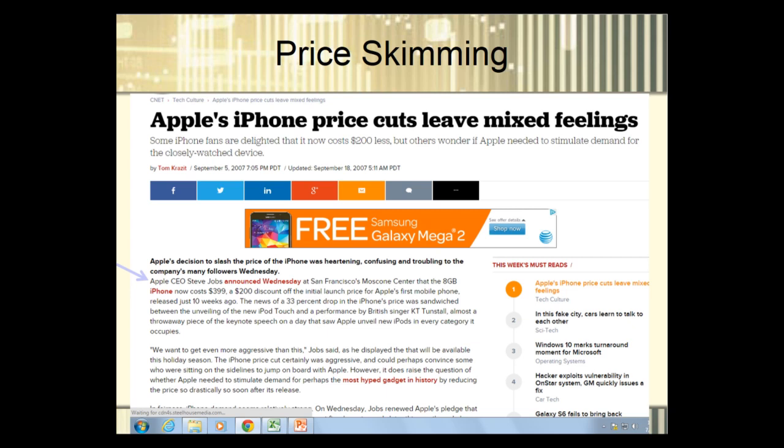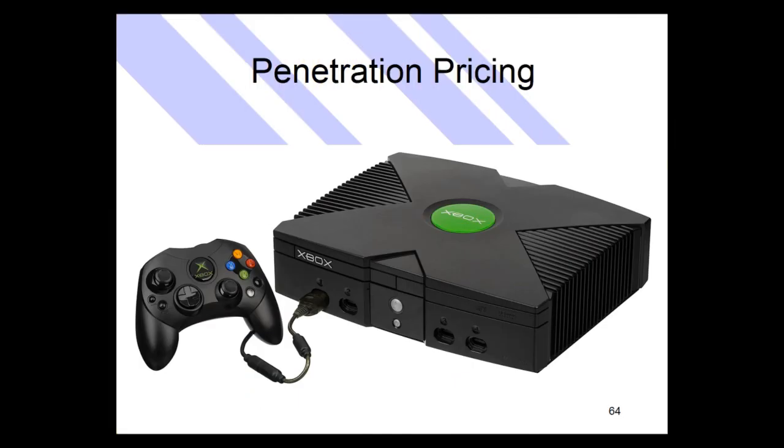Now let's look at the opposite situation, penetration pricing. With penetration pricing, if you price it low, you're going to get an enormous amount of quantity demanded. This is a good strategy when you want to, and this is where the name comes from, penetrate a market. This might be especially true if there's already established competitors that you need to compete with.